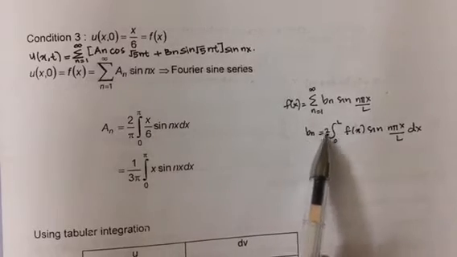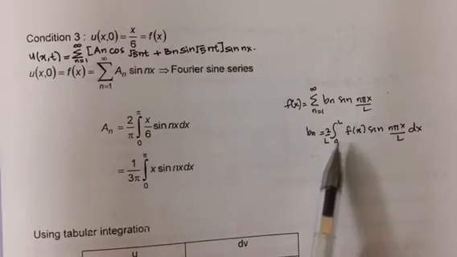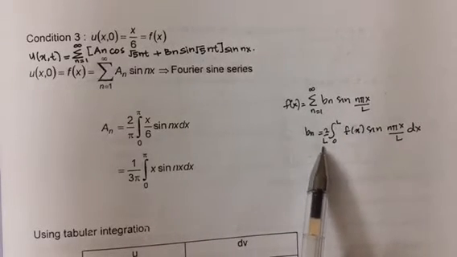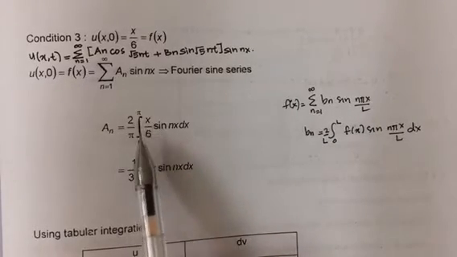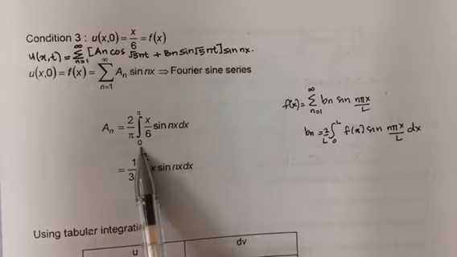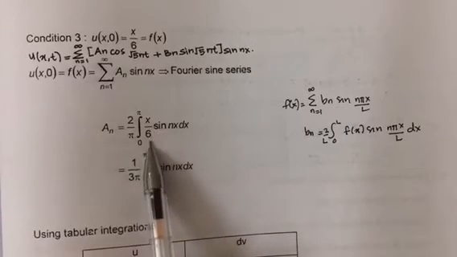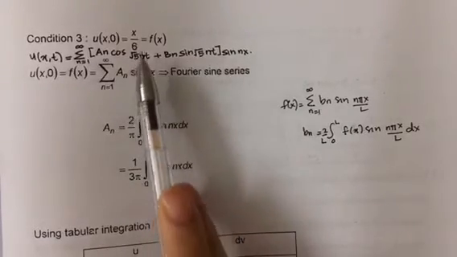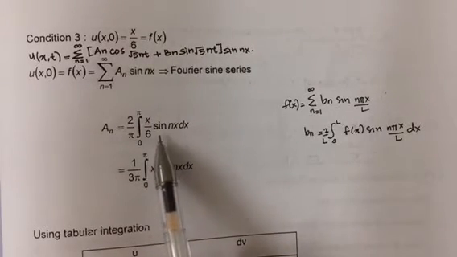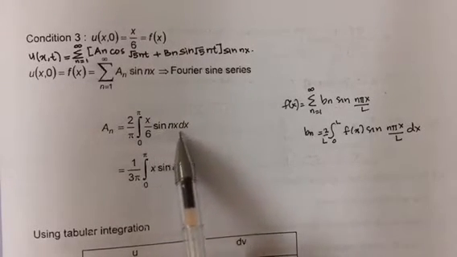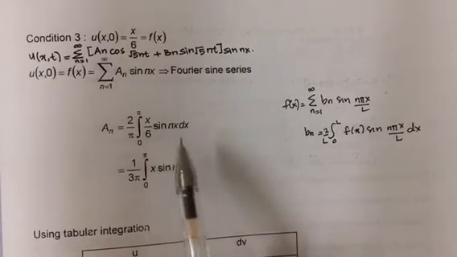Bn equals 2 over L, integral from 0 to L. In our case, L is equal to pi. So we find En by using 2 over pi, integrate from 0 to pi f(x). f(x) given in the equation is x over 6. So x over 6 times sin nx dx.